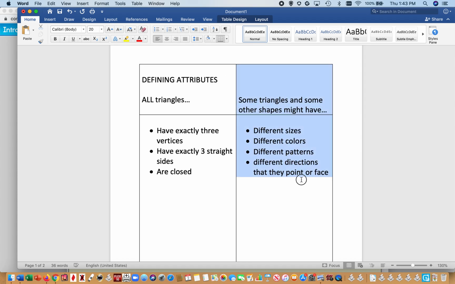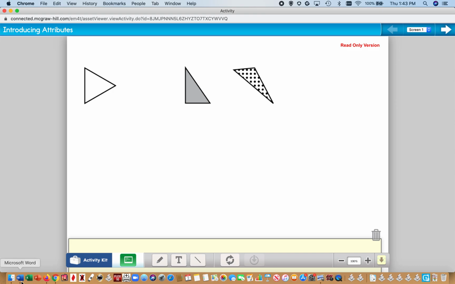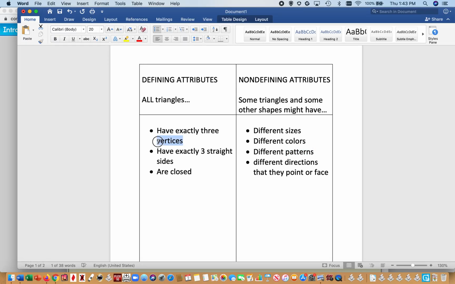And these are all in the same category, which are non-defining attributes. So I can take a triangle and I can change the size or the color or the pattern, and it's still a triangle, like the ones that we just looked at. But if I change the number of vertices, or if I make one of the sides curved instead of straight, or if I open it up, it's not a triangle anymore.